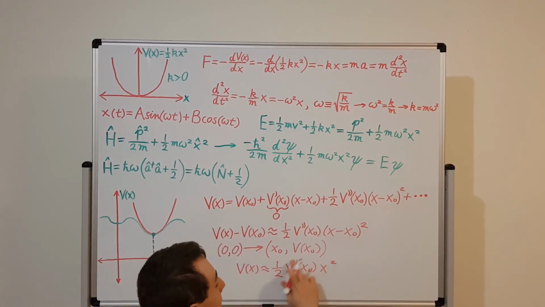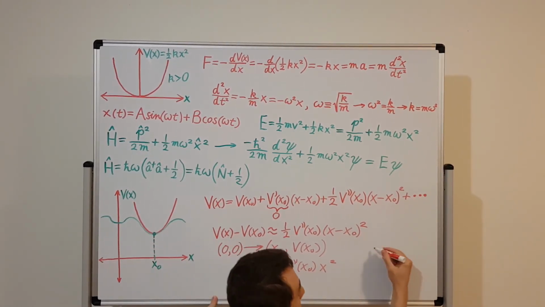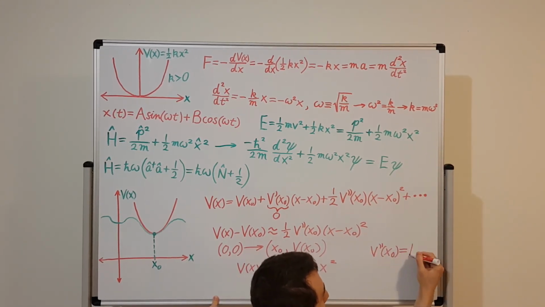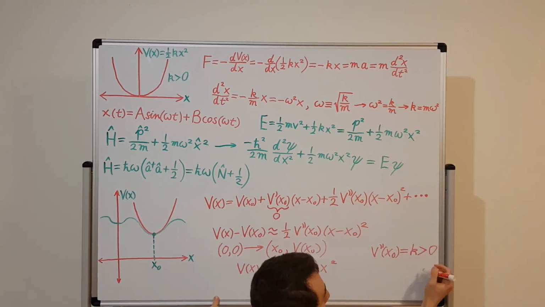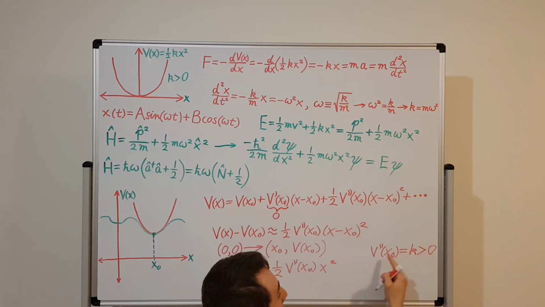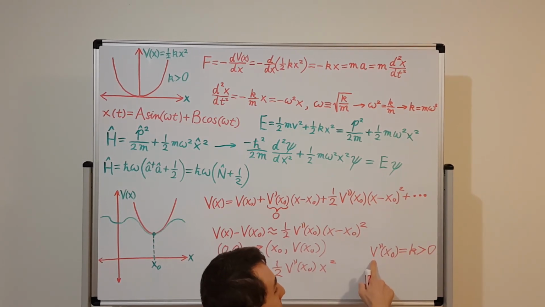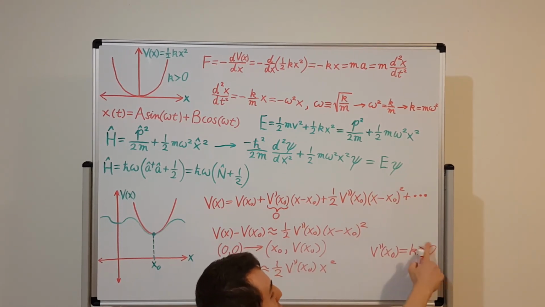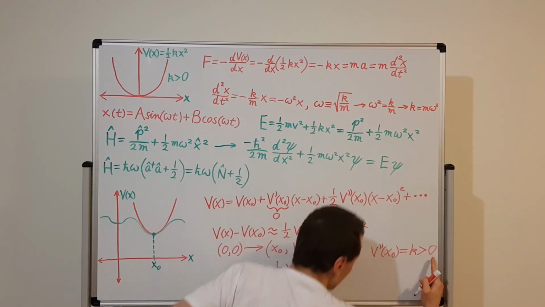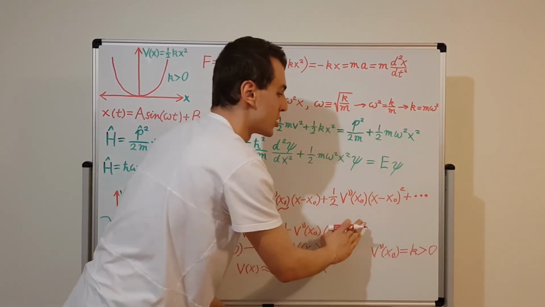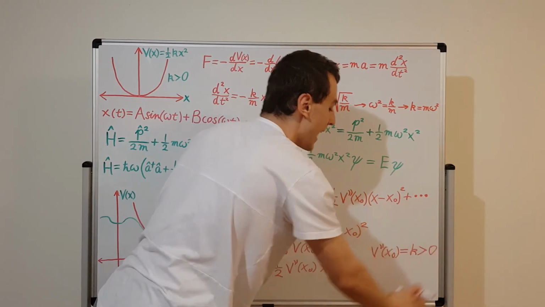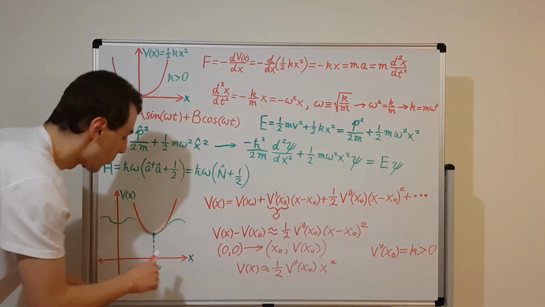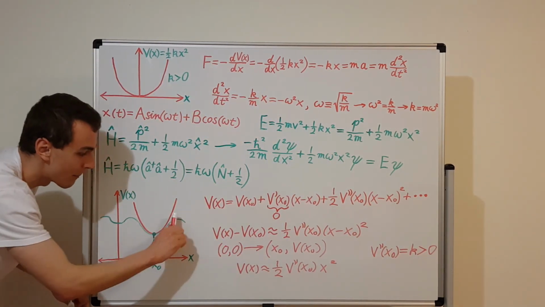So we can identify that this takes the role of k. So V double prime of x₀ is actually the same as k, and we know that this is greater than 0, so this is a positive value. The second derivative of the potential energy function evaluated at this local minimum, x₀, has to be greater than 0. Because if it was equal to 0, then we wouldn't be able to do this quadratic approximation, and we'd have to consider higher order terms. And if this was negative, well, then we'd have a local maximum, and we'd have one of these situations over here. So we'd have one of these points that are maxima.